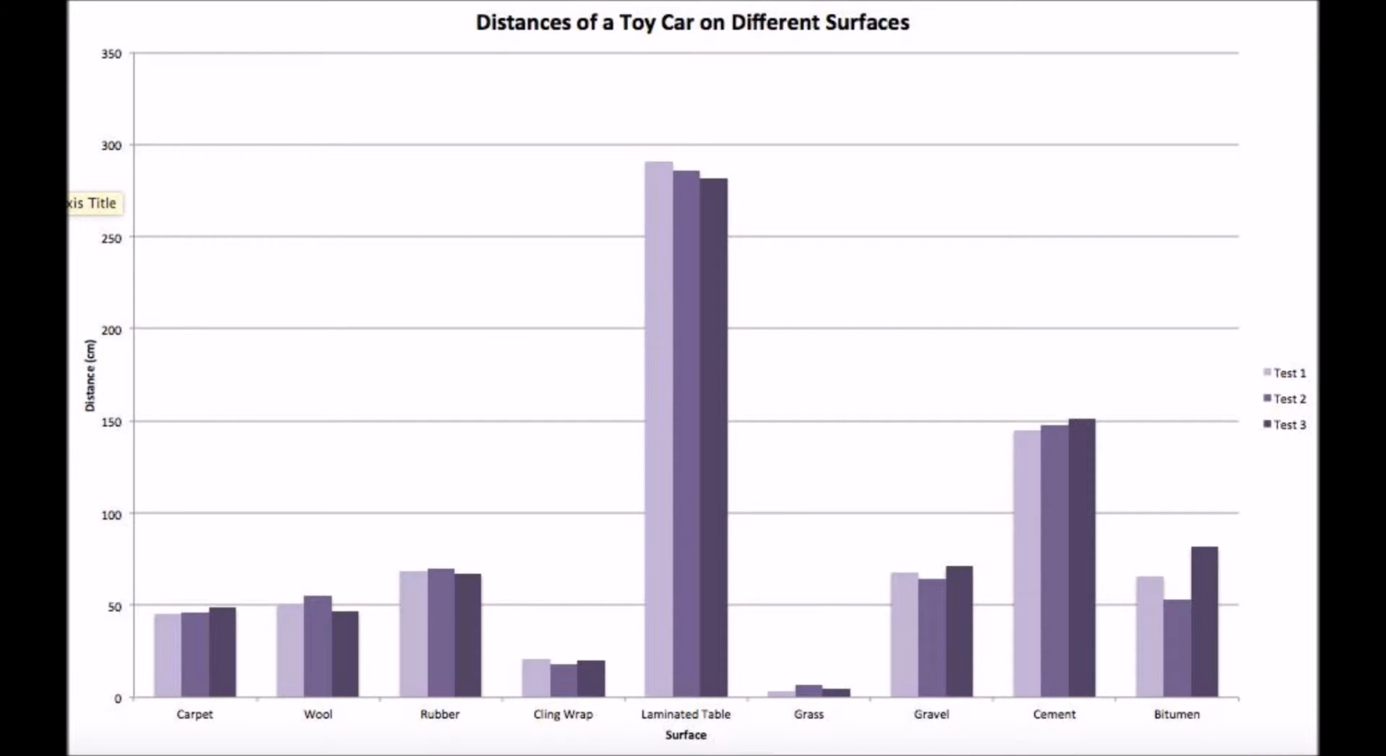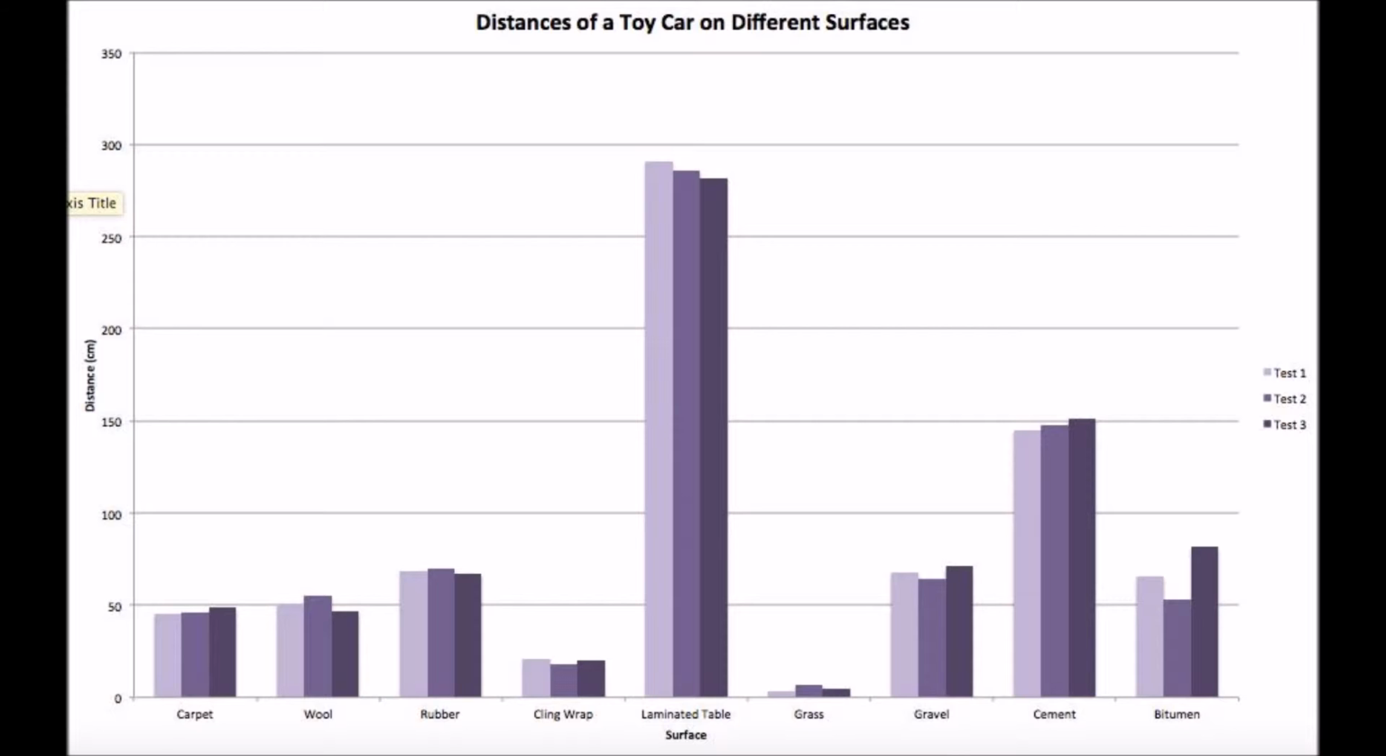Here is the information from the 3 tests in a bar graph. As expected, when the car went further, the surface was smooth and had less irregularities for the car to push against, thus being affected less by friction, as shown by the laminated table and cement tests.